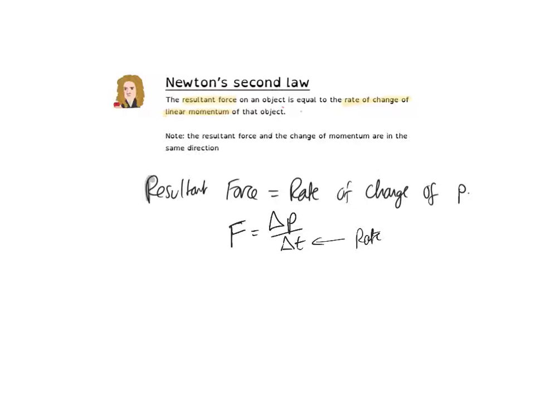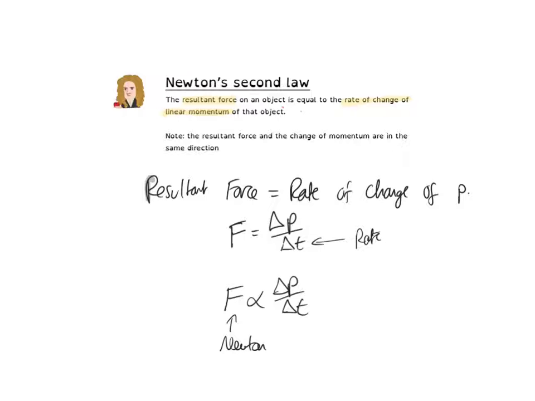This actually comes from the idea that Newton originally introduced, that the force is proportional to the rate of change of momentum. And to define the newton, which is the unit of force, he used this equation and made the constant of proportionality 1. You don't need to know that, but that just explains where that equation comes from.